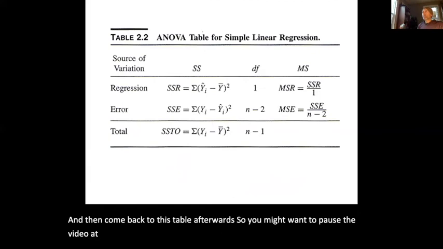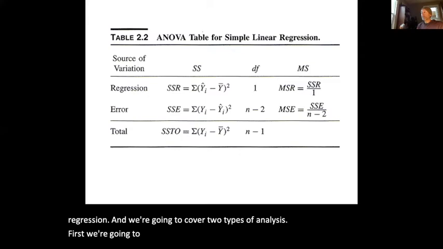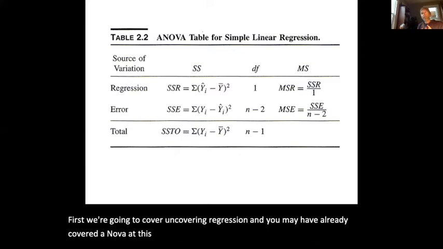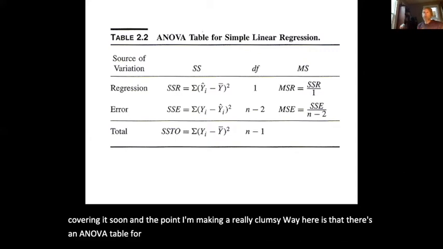What we're looking at here is an ANOVA table for a linear regression, and we're going to cover two types of analyses. First, we're going to cover regression. You may have already covered ANOVA at this point, or if you haven't yet, you will be covering it soon. The point I'm making, in a clumsy way, is that there's an ANOVA table for both a regression and what we call an ANOVA analysis.